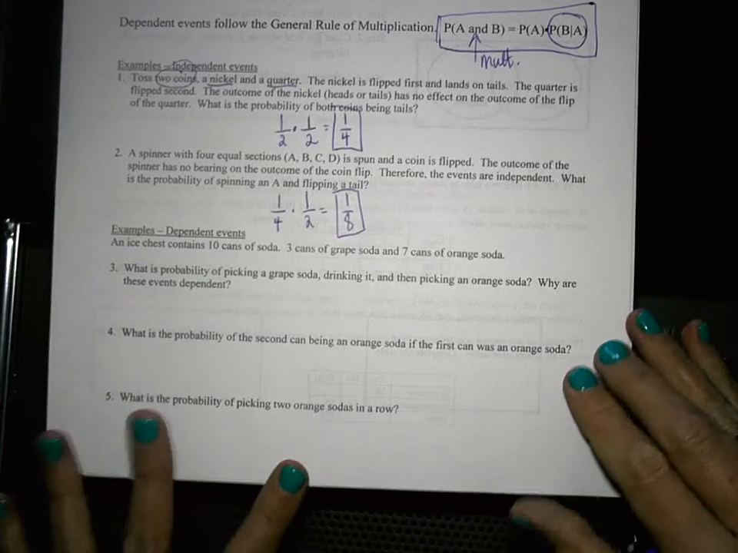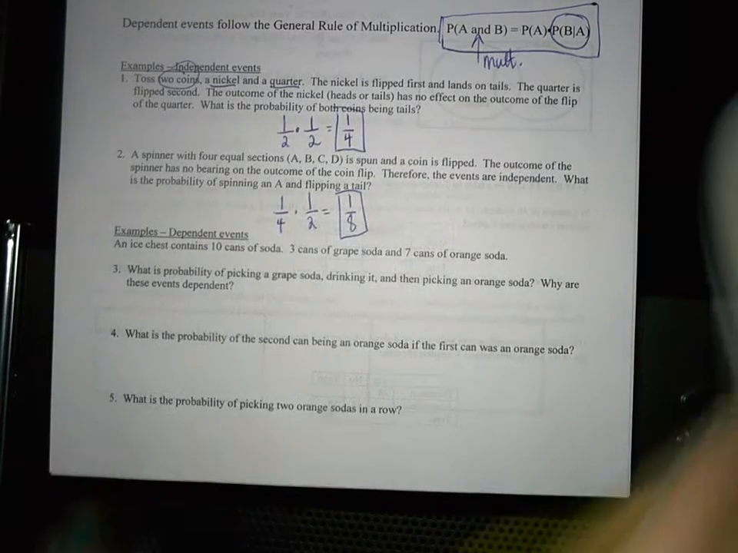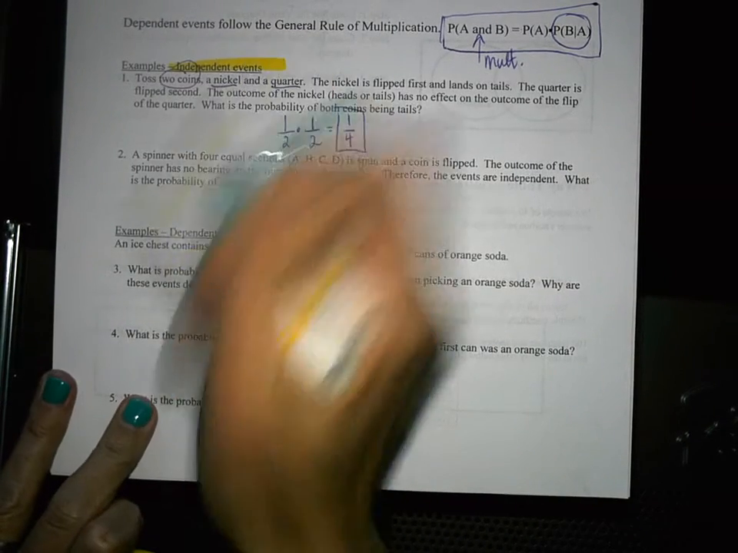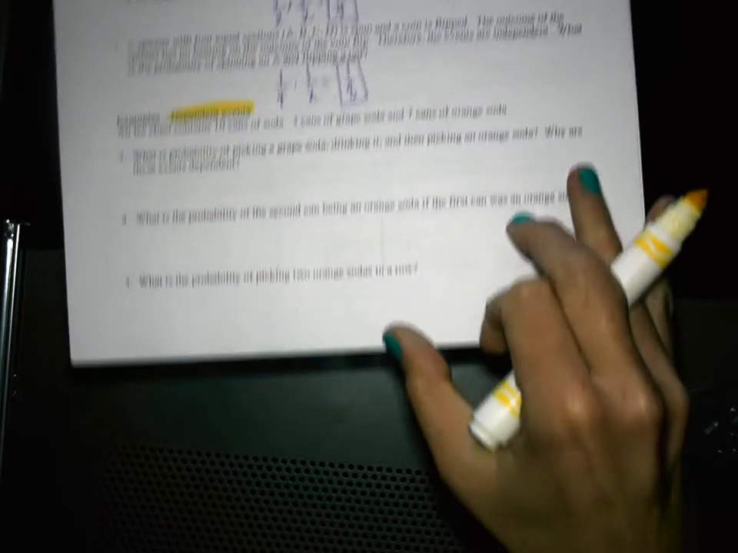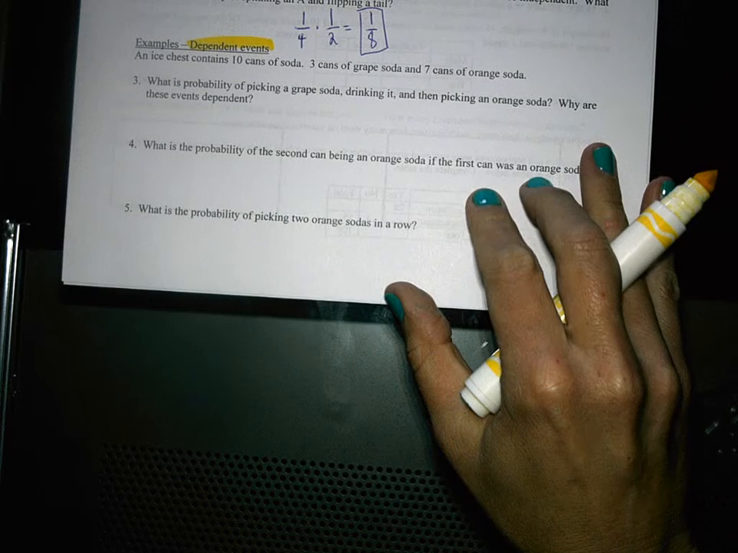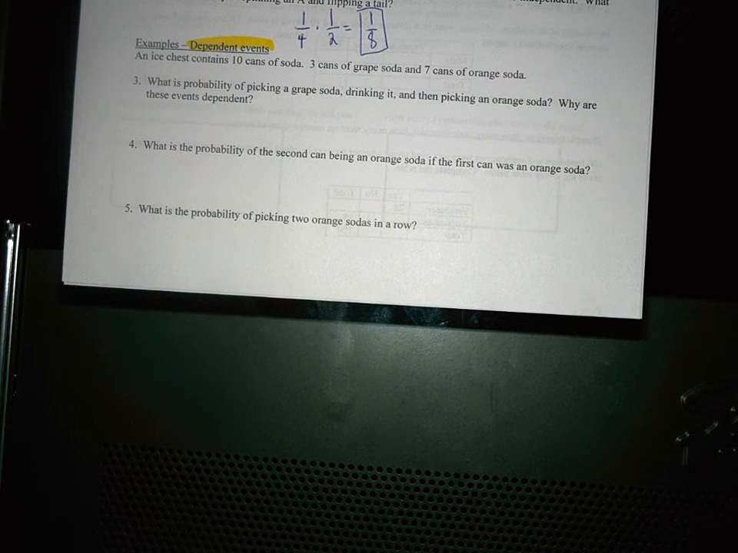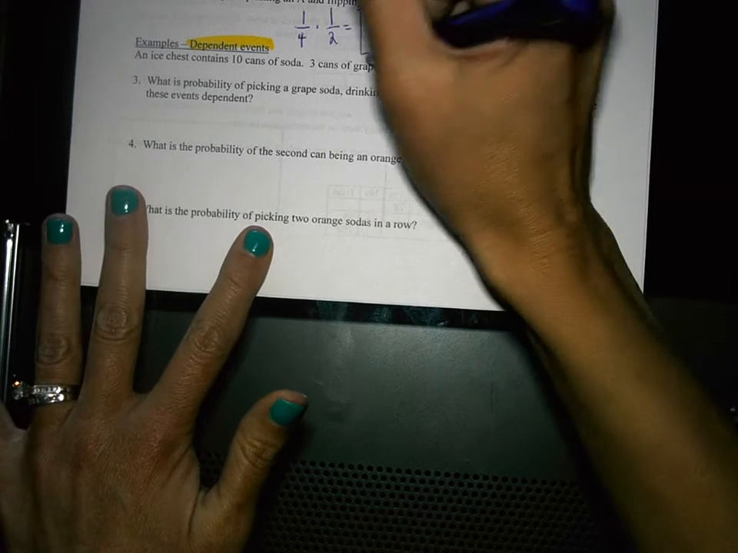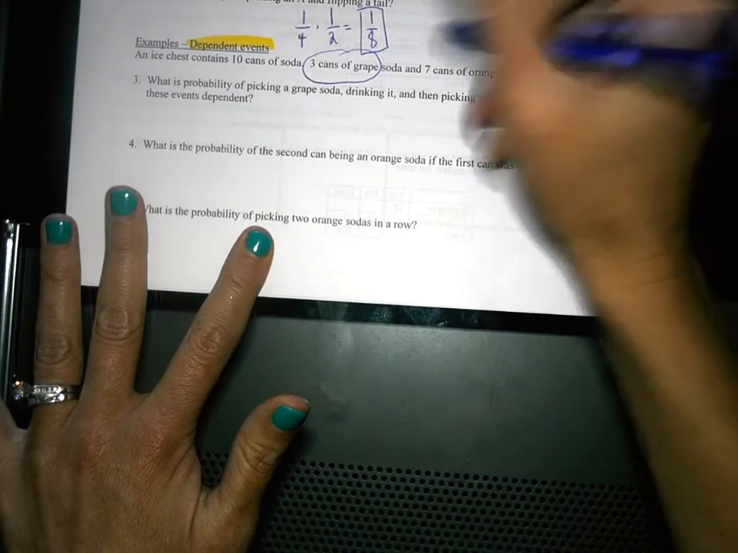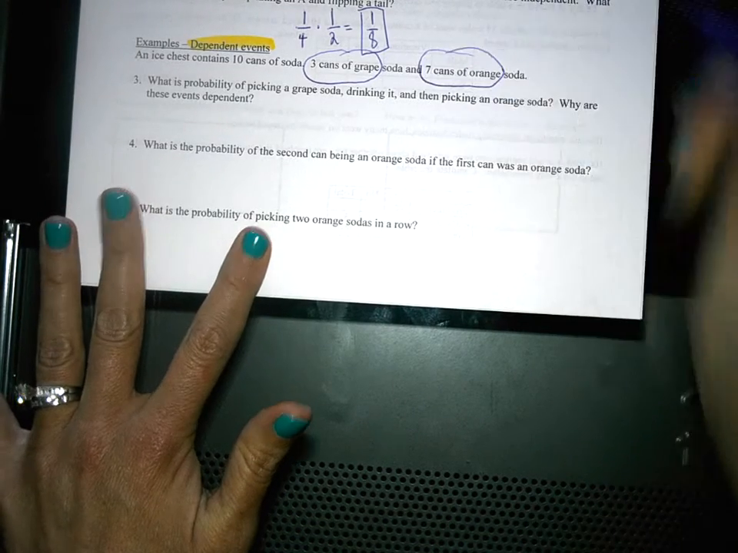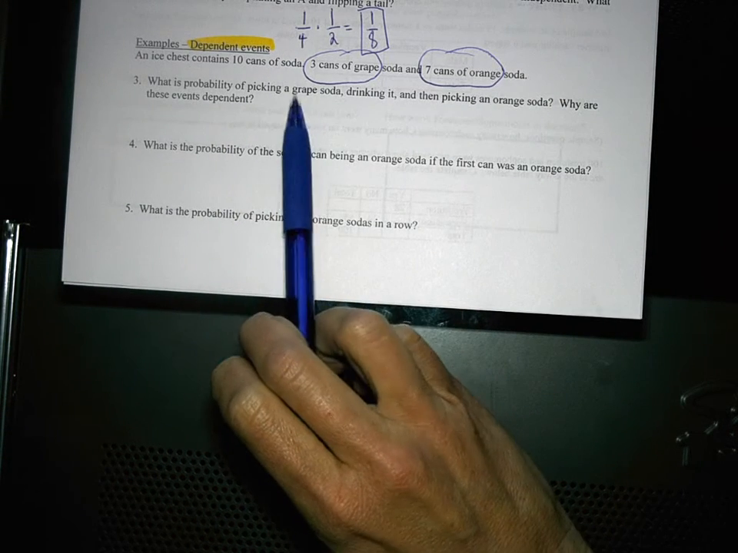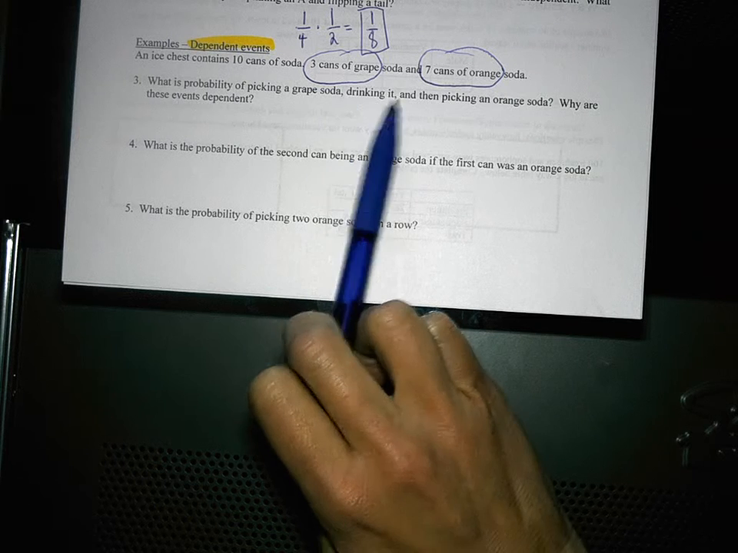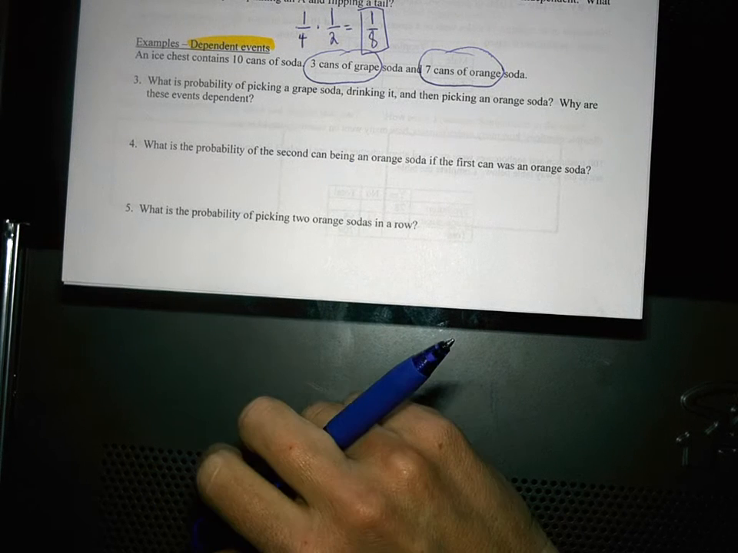Okay. All right, so these we're dealing with independent events. Now we're going to talk about some dependent events. So this dependent event, they're telling you that an ice chest contains 10 cans of soda. 3 cans are grape, and 7 cans are orange. First question says, what's the probability of picking a grape soda, drinking it, and then picking an orange soda?